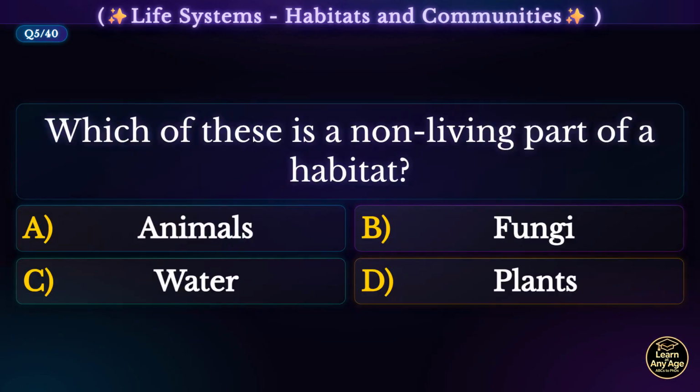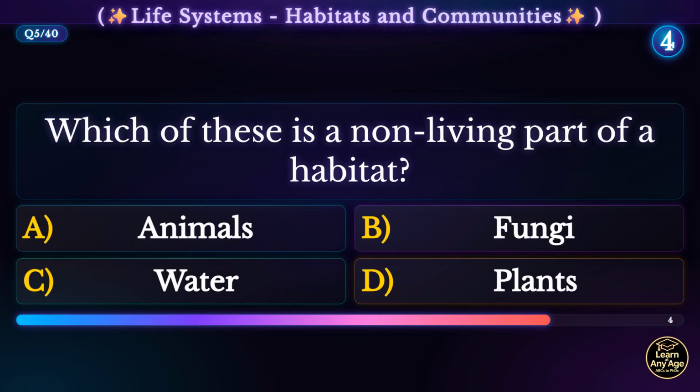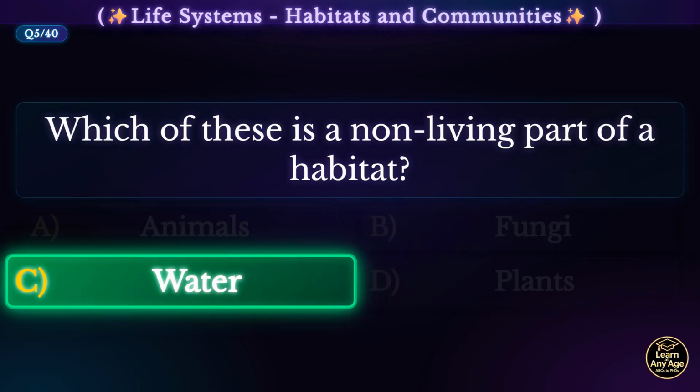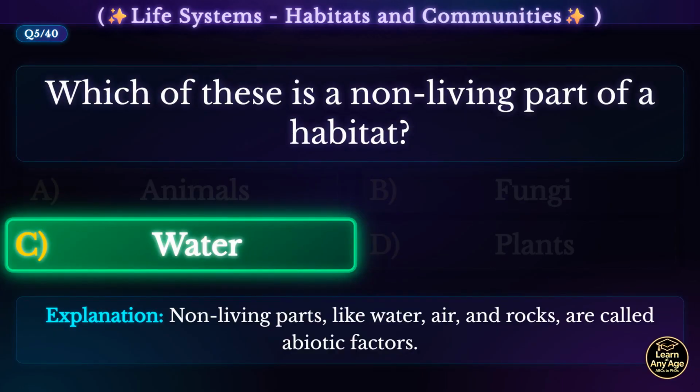Which of these is a non-living part of a habitat? Animals, fungi, water, plants. Water. Non-living parts, like water, air, and rocks, are called abiotic factors.